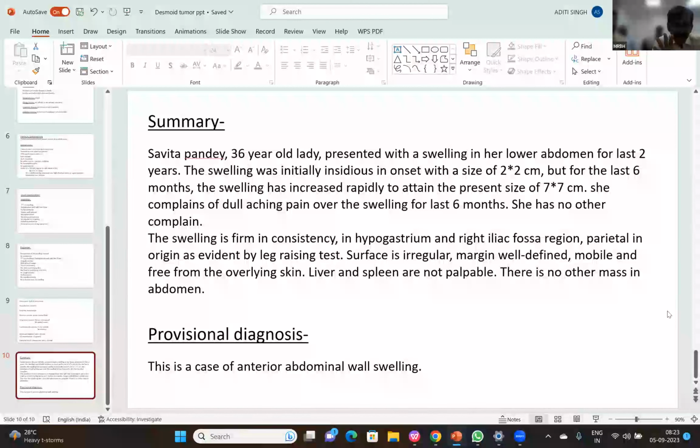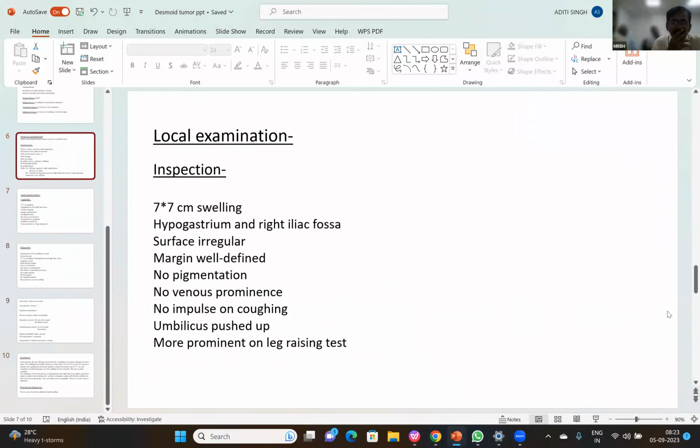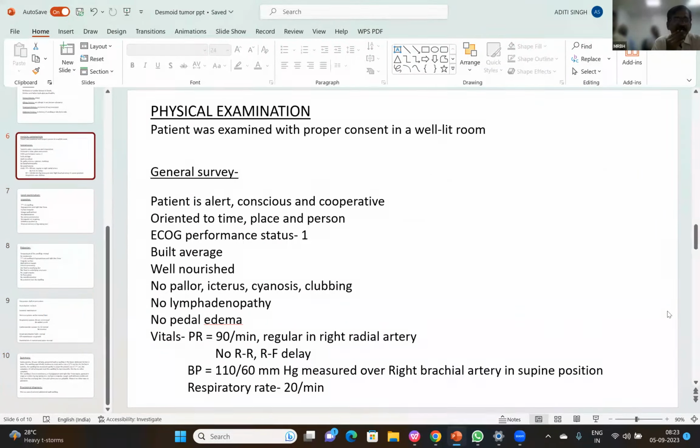Aditi, there is a lot of scope for improvement in the presentation. Okay. So go back to the physical examination part. When you start presenting, if you keep on reading this whole part of general survey, you waste 3 minutes, because you have fixed time for presentation.